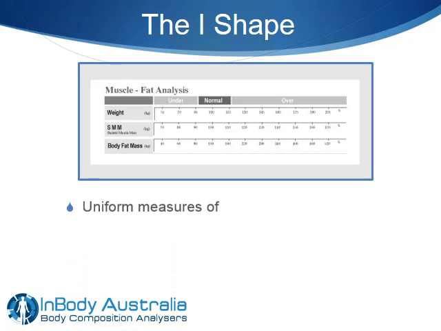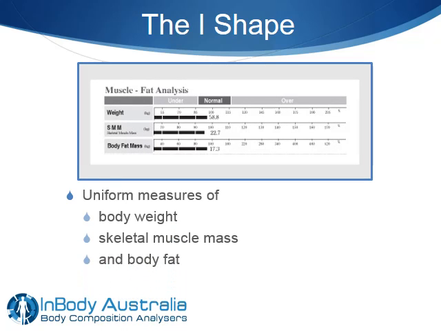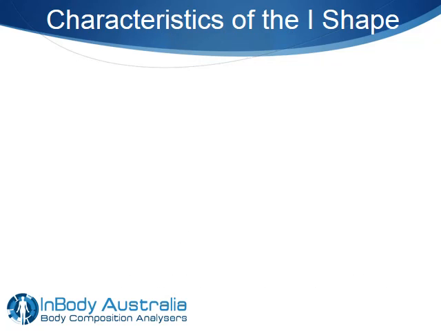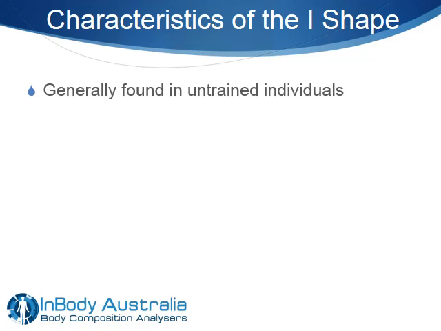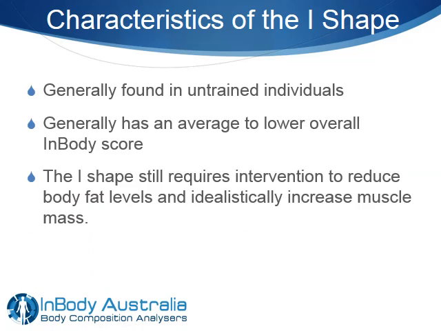The next shape you predominantly see is the I shape. This is quite unique and has uniform measures of body weight, skeletal muscle mass, and body fat, with no one area being more predominant than the other, and as such creates an I shape. The characteristics of the I shape are generally found in untrained individuals. It generally has an average to low overall InBody score, and the I shape is still very suggestive that intervention is required to reduce body fat levels and ideally increase muscle mass.